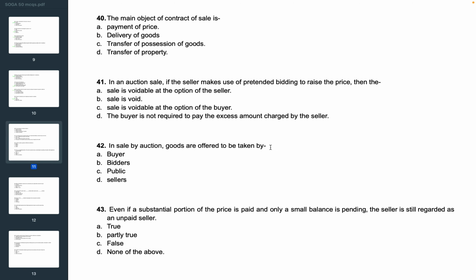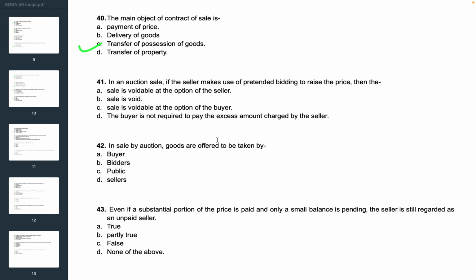A breach of warranty can be treated as a breach of condition, so this statement is false. Next question. The main object of contract of sale is A. Payment of price, B. Delivery of goods, C. Transfer of possession of goods, D. Transfer of property. The correct answer is C. Transfer of possession of goods.